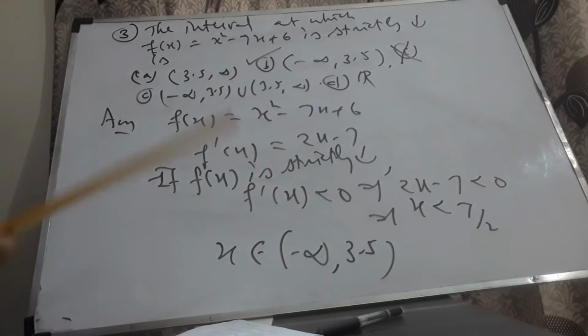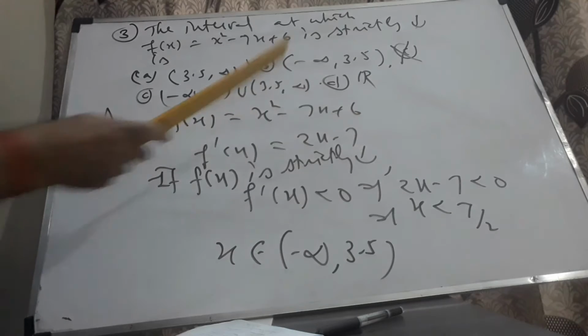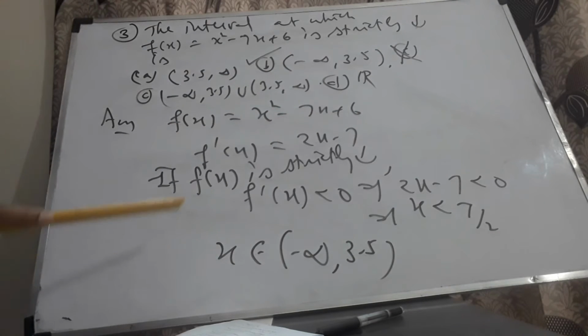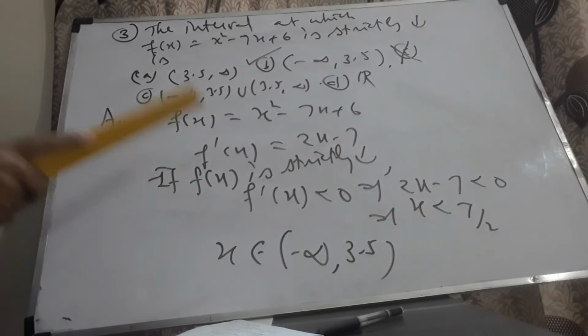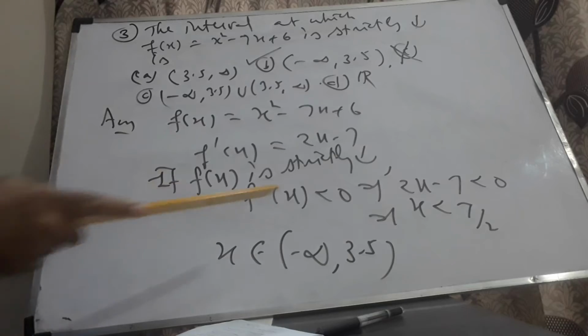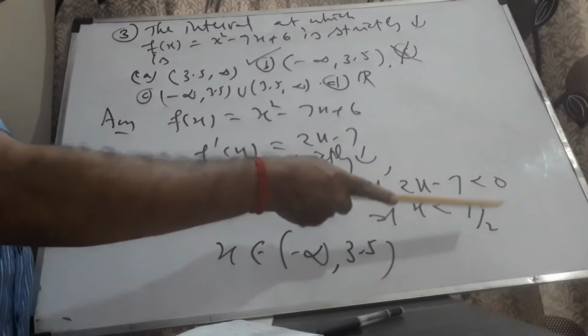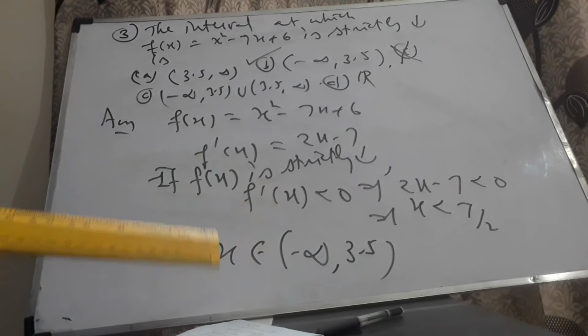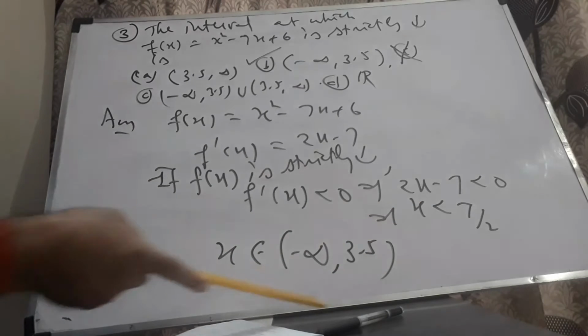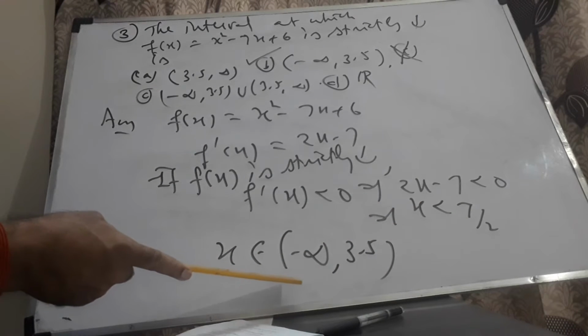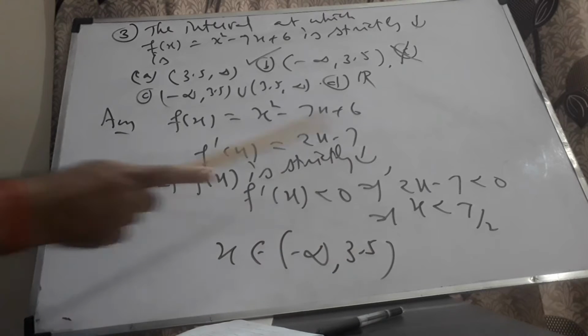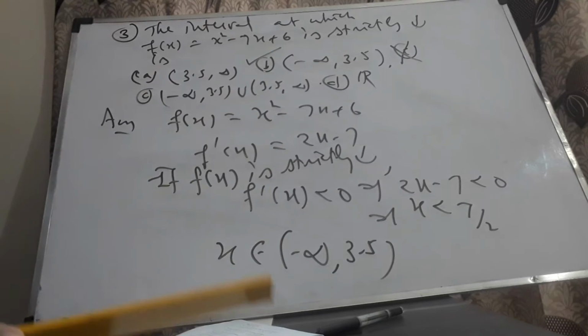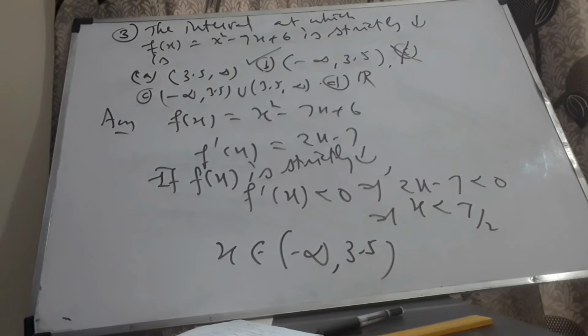Let me repeat. f of x is x square minus 7x plus 6. f dash of x is 2x minus 7. The condition for a function to be strictly decreasing is that the first derivative should be strictly less than 0. For 2x minus 7 less than 0, x is less than 7 by 2, which is nothing but 3.5. Below 3.5, I write it as an interval: minus infinity comma 3.5. So my answer is B.